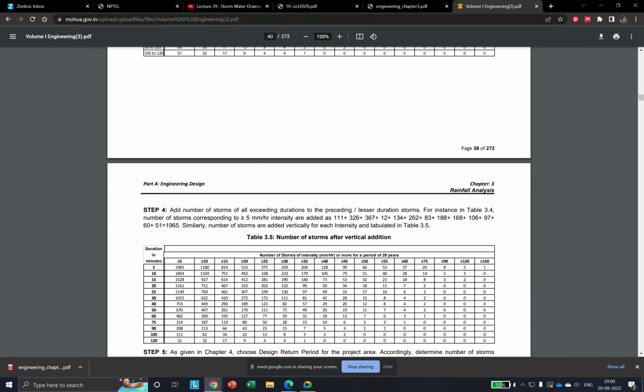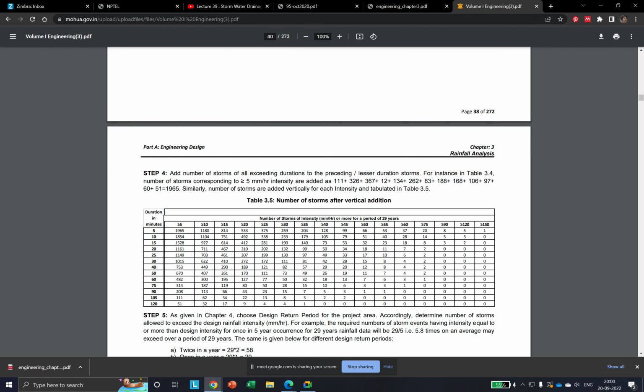And then for the next table, we add vertically also. So here what is happening is, again, this is for a period of 29 years. We are mainly talking about 29 years, and duration in minutes we are taking. Add the number of storms for all exceeding durations to the preceding or lesser durations. For instance, in the table, the number of storms corresponding to greater than the millimeter value are added, and that is how we get the 1965 values.